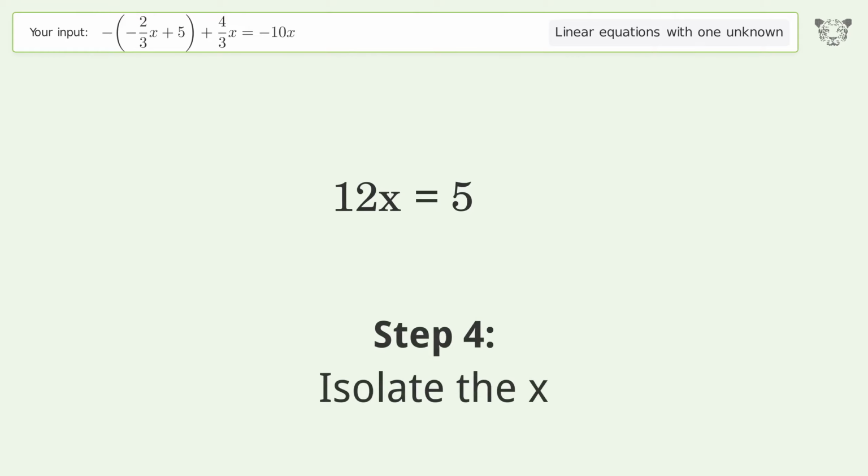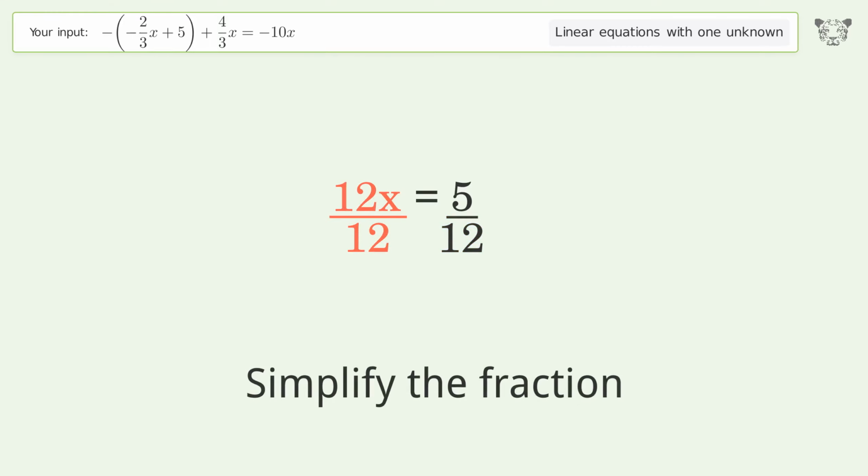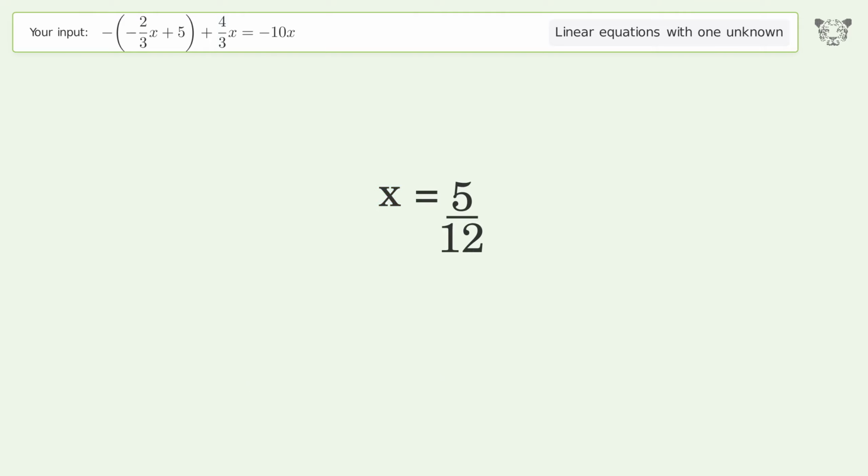Isolate the x. Divide both sides by 12. Simplify the fraction. And so the final result is x equals 5/12.